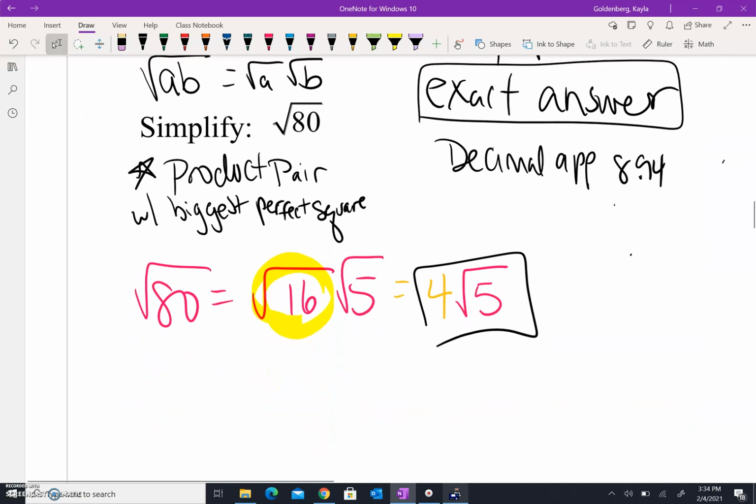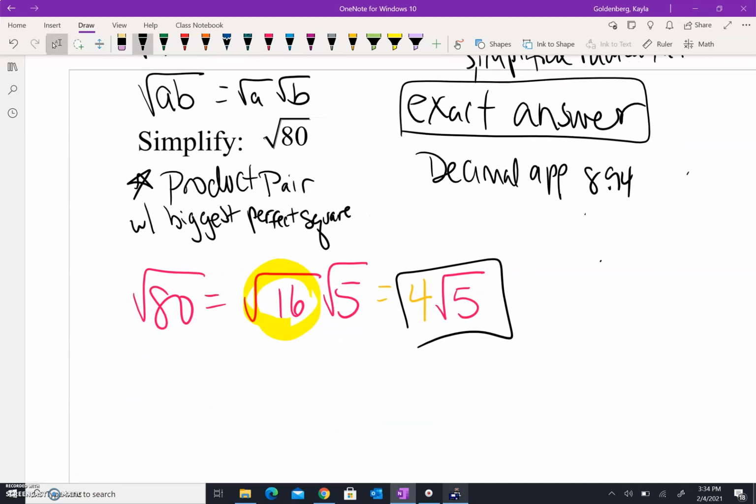Now, you might be asking, well, what if I didn't pick the biggest perfect square? What if maybe I picked a 4 instead, and I did 4 and 20?